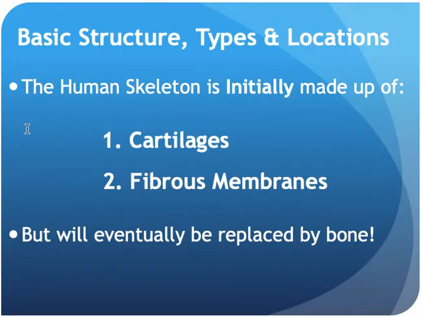So it says basic structure, types, and locations. And what you want to really think of is that the human skeleton initially is going to be made up of cartilage, and it's going to be made up of these fibrous membranes, and then eventually we're going to replace these with bone, okay? And there's a big reason that we do this.